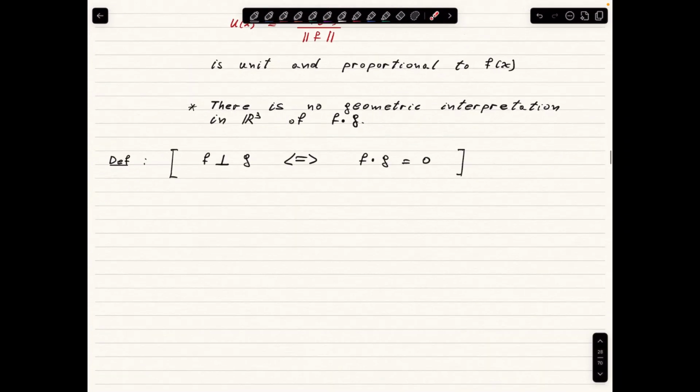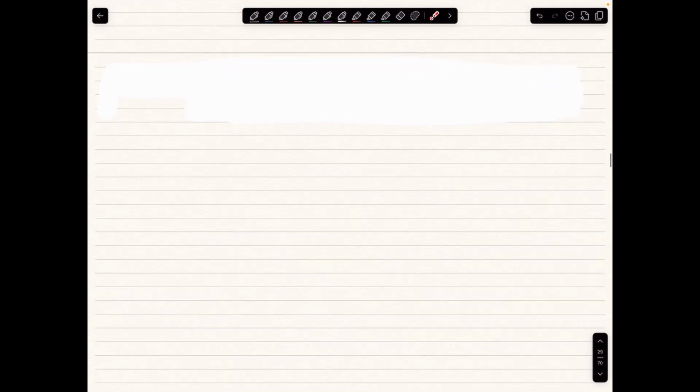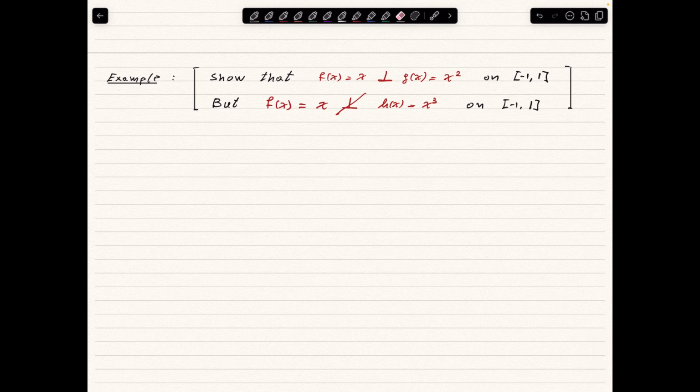Let's see how we can verify that two functions are perpendicular or not. For example, here we need to show that the function x and the function x squared on the interval -1, 1 are actually perpendicular, but the function x and the function x cubed are not perpendicular on the same interval. So let's see how we do this. Solution.